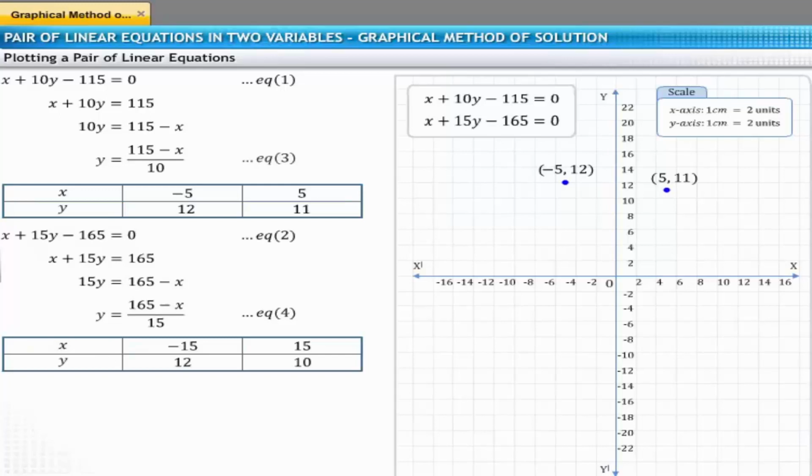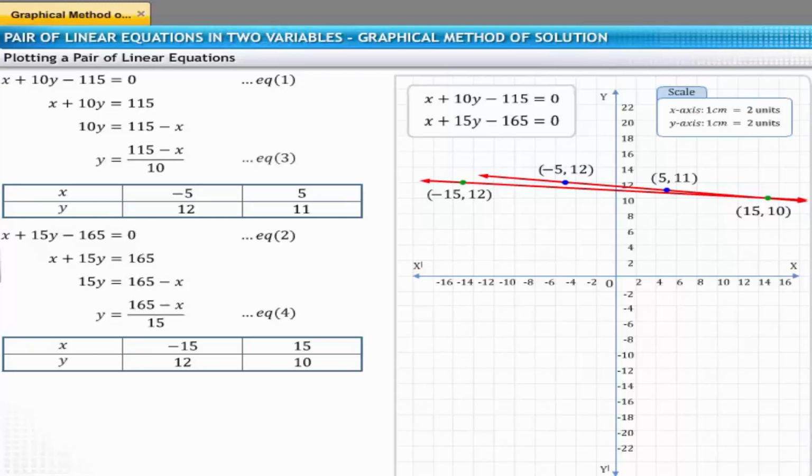Therefore, the two ordered pairs for the second equation are -15, 12 and 15, 10. Now, let's plot the ordered pairs for the first equation. We'll get a straight line. Similarly, on plotting the ordered pairs for the second, we get another straight line.